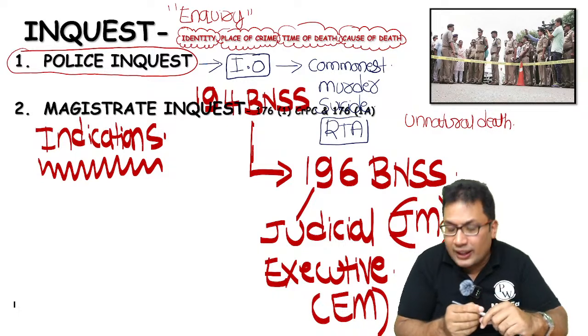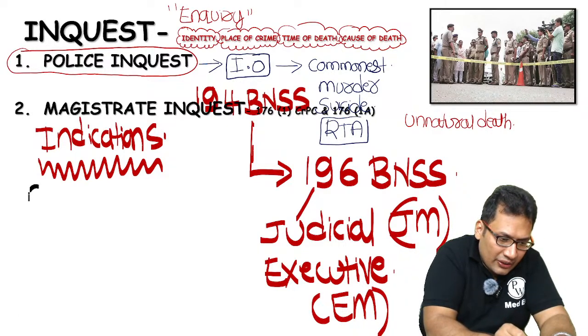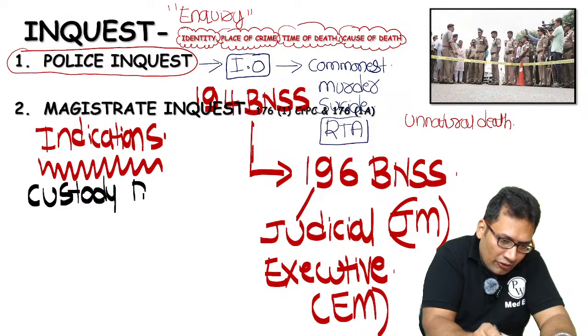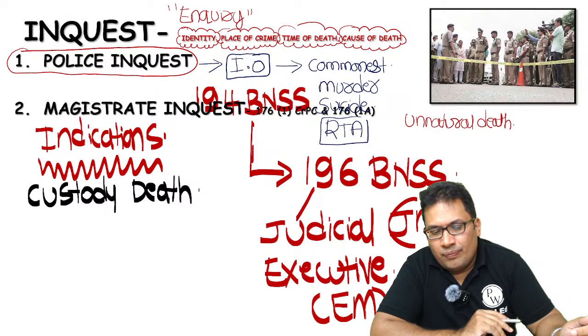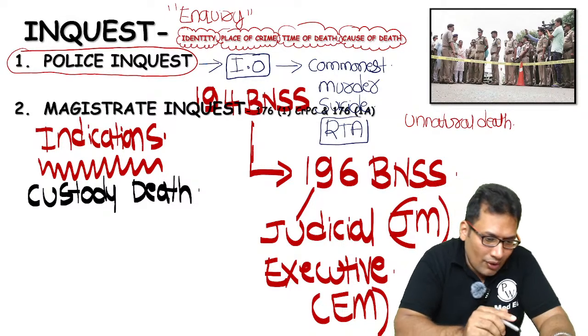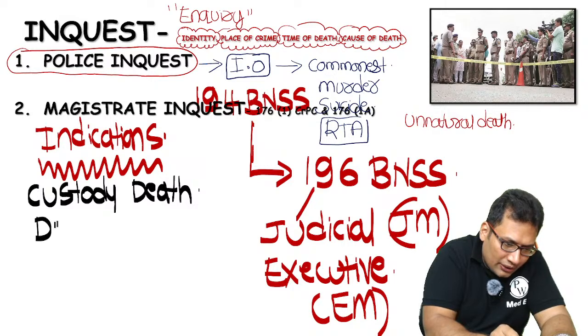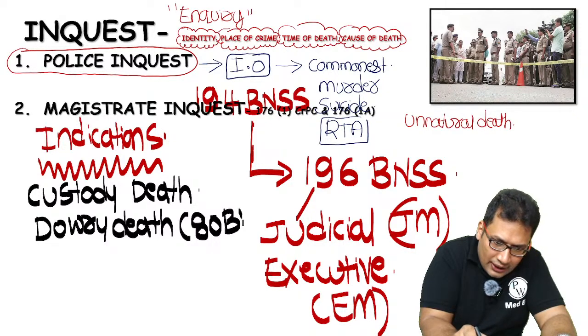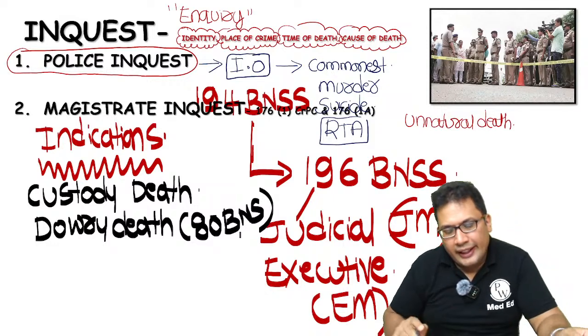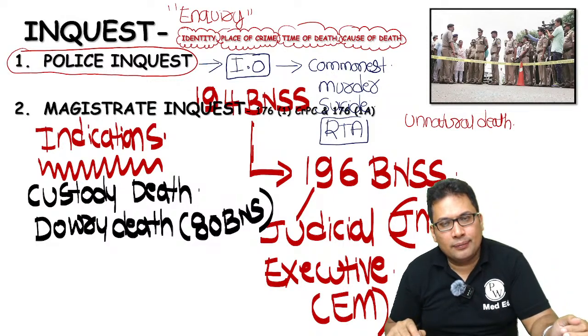Yes, very good, Sumana De. Excellent answer. Custodial death. Very good. Custodial death, custodial rape and murder. So that is one example. Second example, dowry death, which comes under 80 BNS. Dowry death. Any other?